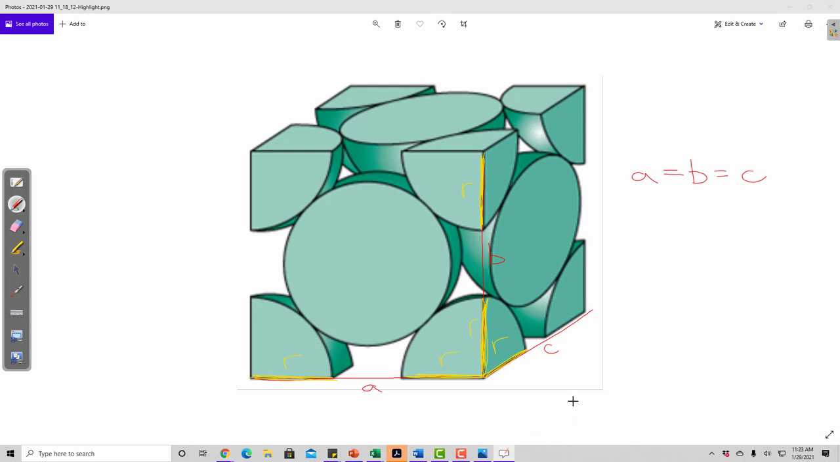So I can see here is also R. And if this is the center of this atom, then I have R here, and R here, and then I have R here. So this is R, and this is R, and this is R, and this is R, right? These are all radii. And since these atoms are touching each other here along the diagonal, then I know the length of this diagonal. It's R plus R plus R plus R, or 4 times R.